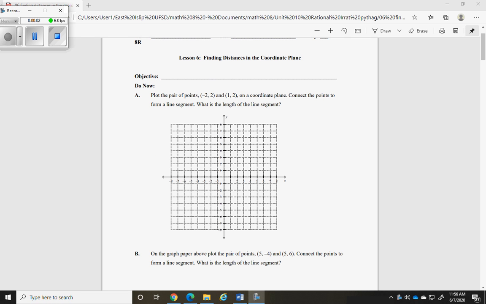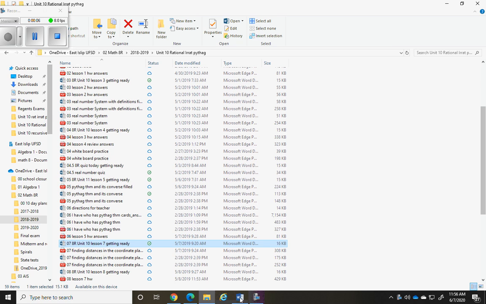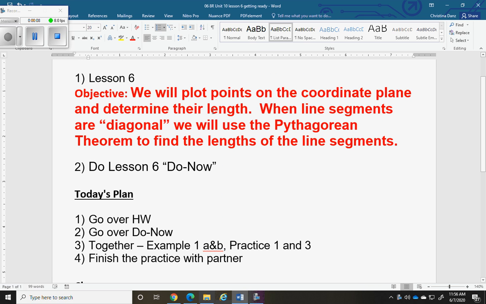So we're on lesson 6 today. You can see that we're going to be plotting points on the coordinate plane and determining the length of the line segment that connects those 2 points. And we can't count diagonal lines on the coordinate plane, so that's why the Pythagorean theorem comes into play.